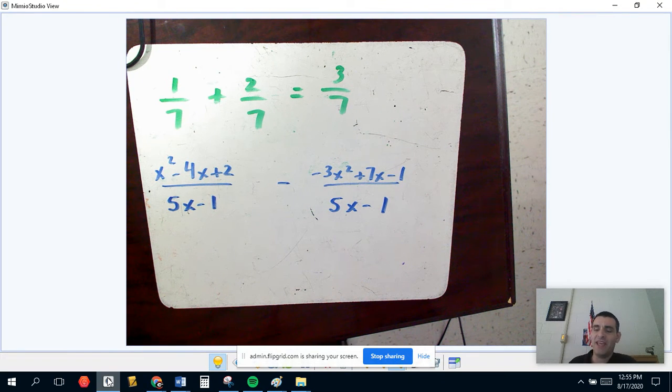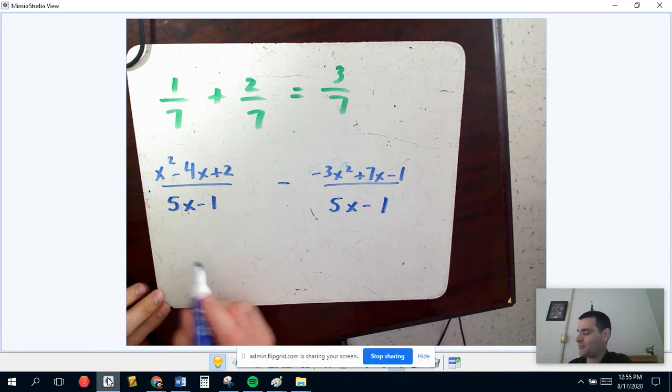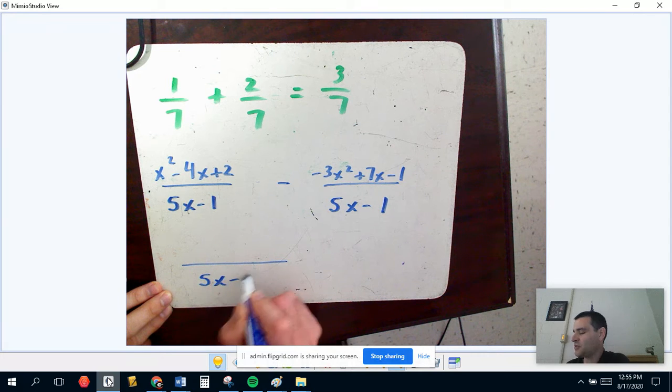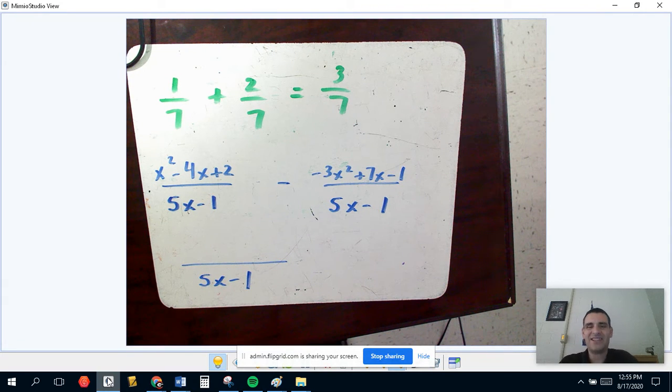So my job, just like before in the green example, is to simply retain the denominator. I don't have to do anything with it. I just retain it. That means just keep it. So I'm going to do that here. I'm going to write 5x minus 1. And once I establish the denominator, typically we just keep writing it and we just don't worry about it anymore. We just have to realize it's there. So I have 5x minus 1.